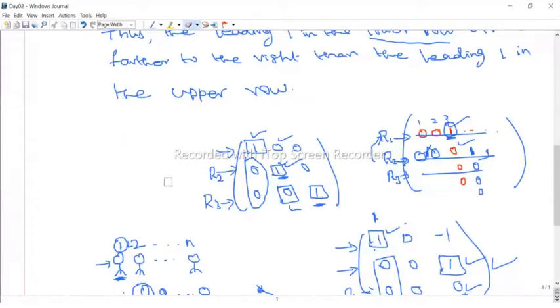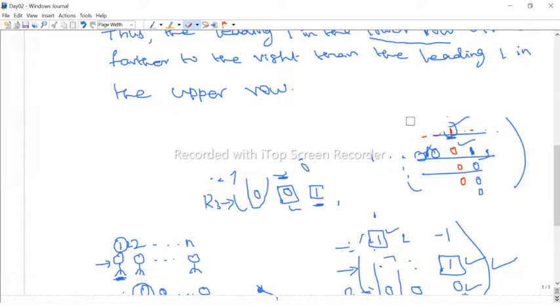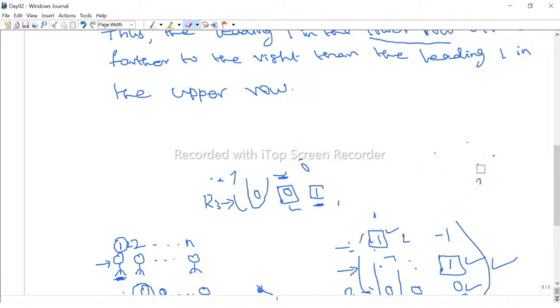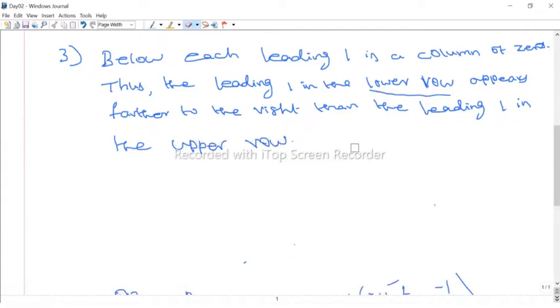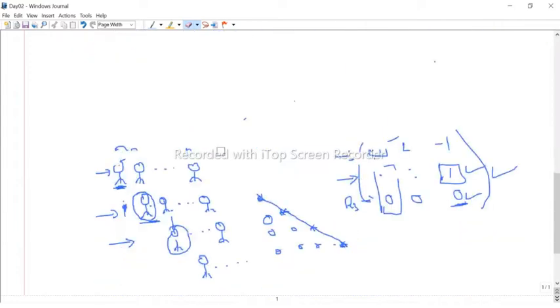So a matrix is said to be in row echelon form if it satisfies three conditions. If there are any zero rows, they should be at the bottom of the matrix. Every non-zero row has a leading entry that should be 1, and below the leading one should be 0. And the leading one in a lower row appears farther to the right than the leading one in the row above. If the matrix satisfies these three properties, then we say the matrix is in row echelon form.